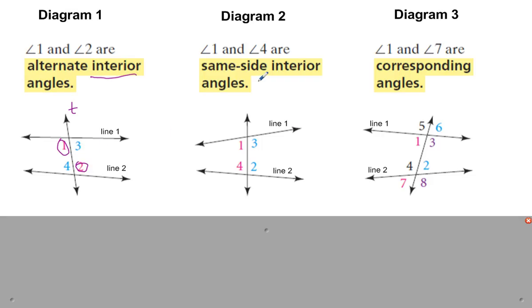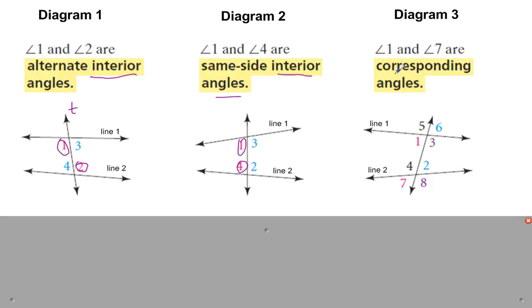Let's take a look at this. Here we have another pair of interior angles, but they're called same side interior. Why? Well, if we took a look at angles 1 and 4, they're on the same side of the transversal. So we call them same side interior. They're on the same side of the transversal, in this case the left side, but they're still both on the interior of the two lines.